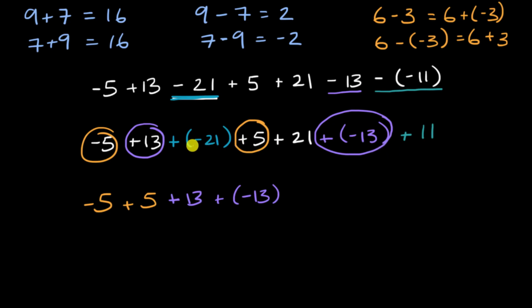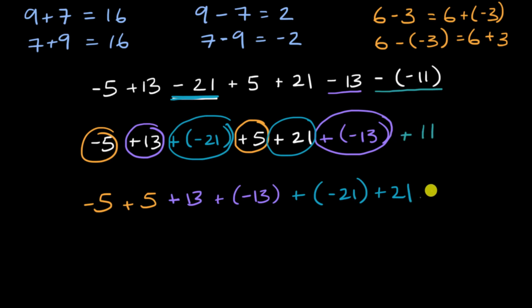Next, I have this -21. So let me circle that. I'm adding a -21. And then I could add the +21, which is right over there. And then last but not least, I add 11. Now, why was all of this super useful? Well, now look what happens. Things start to simplify a lot.